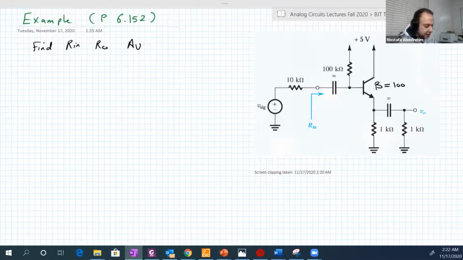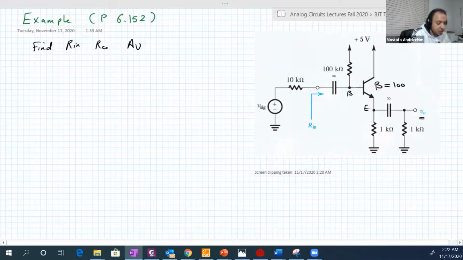Okay. First, is this a common base or common emitter or common collector? Basically, the input is near the base. Here is the base and here is the input connected to the base, and the output is connected to the emitter. So it's a common collector amplifier, or emitter follower.